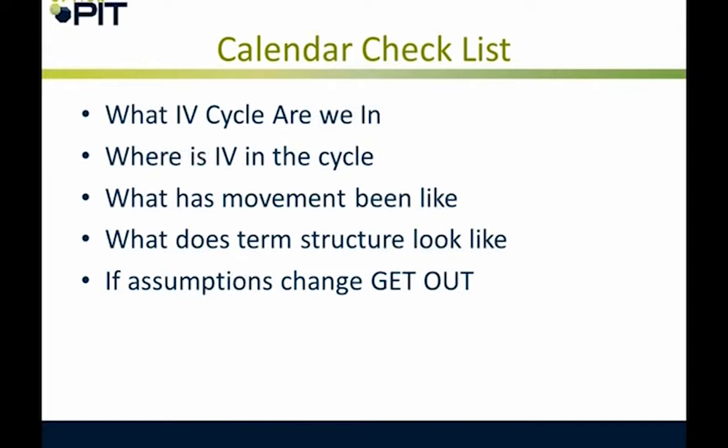So now, where is the implied volatility within that cycle? Is it the low end or the high end? And are we in a cycle switch? What has movement been like? Is movement sinking or is movement increasing? All right. What does term structure look like? Is it positive, flat, or in a contango? And then finally, do my assumptions hold up?